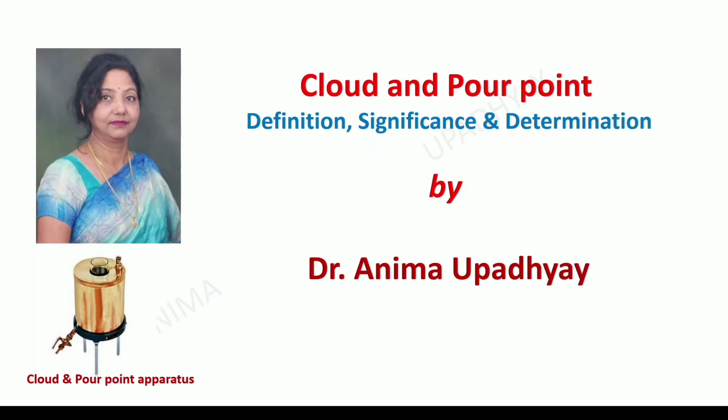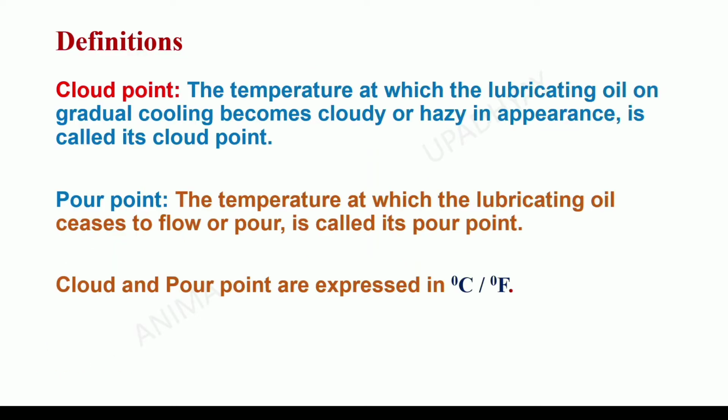Let's begin with the definitions of the cloud and pour point. So, the cloud point is that temperature at which the lubricating oil on gradual cooling becomes cloudy or hazy. That is, it loses its transparency and it becomes cloudy in appearance, and such a temperature is called its cloud point. The pour point is that temperature at which the lubricating oil stops flowing and it is further below the cloud point.